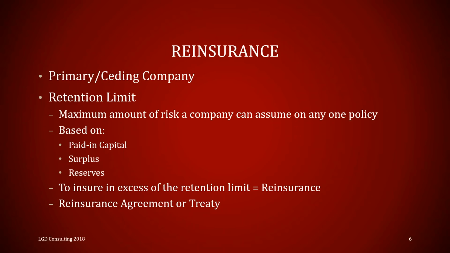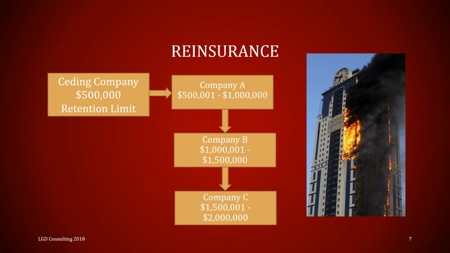Okay. So when you're going to insure in excess of your retention limit, we're going to pass that to reinsurance companies. Now, the ceding company, the primary company, has agreements already in place. This is called a reinsurance agreement or reinsurance treaty. So when a customer walks in the door, they already know which company is going to help share that risk, right? So let me explain.